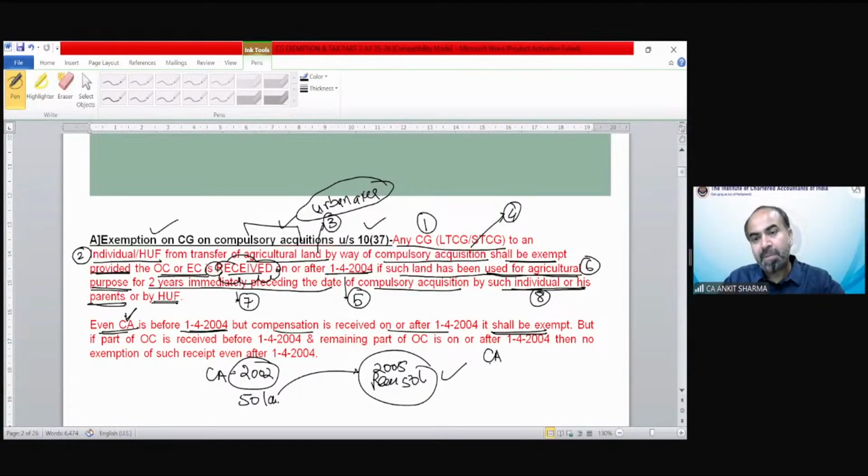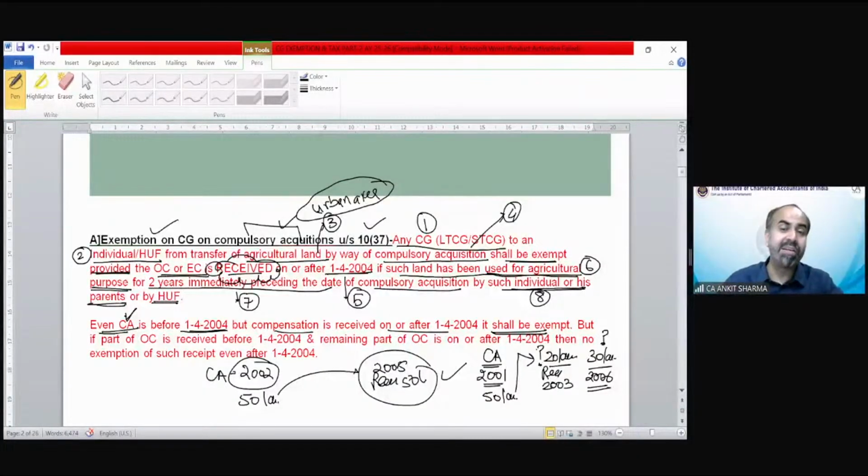Suppose compulsory acquisition took place in 2001 and compensation decided by government is 50 lakh. Out of this 50 lakh, 20 lakh received in 2003 and 30 lakh received in 2006. So out of this 20 lakh or 30 lakh, which compensation will be exempt under section 10(37)? Whether 20 lakh would be exempted or 30 lakh is going to be exempted. Send me your answers.